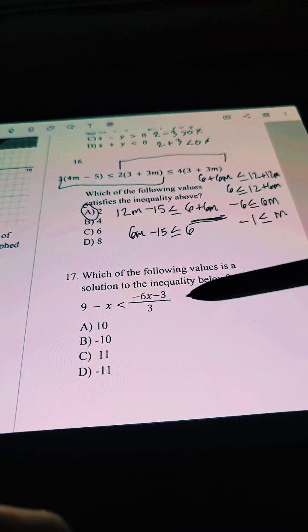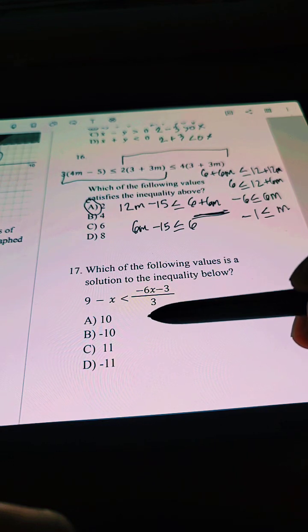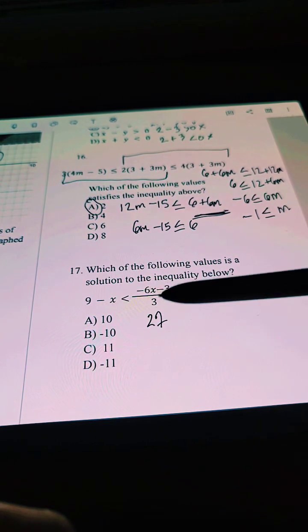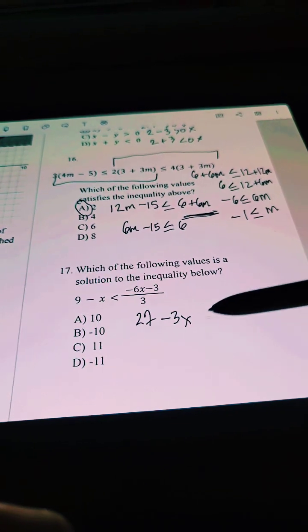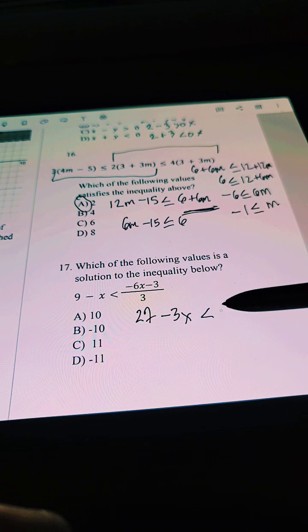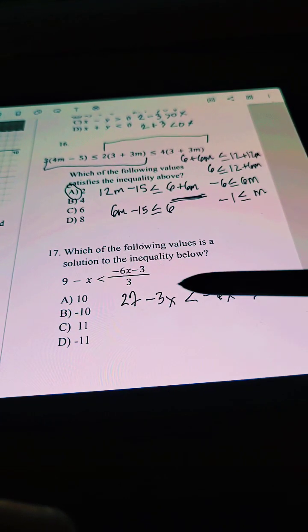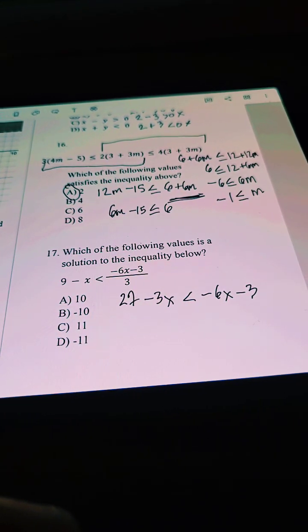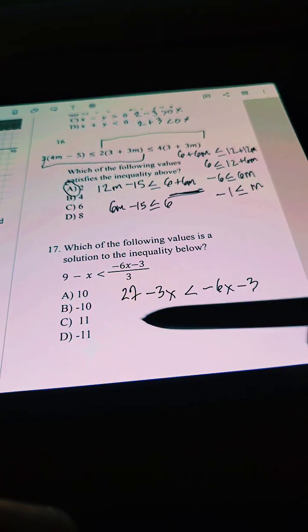So let's multiply each side by the 3. If I multiply each side by the 3, I'm going to get 27 because 9 times 3 is 27. And then 3 times -x is -3x. And that's going to be less than, if I multiply by 3 on this side, it's going to cancel out. So I just am left with the numerator. And then you can do several different things. I'm just going to add 6x to each side.